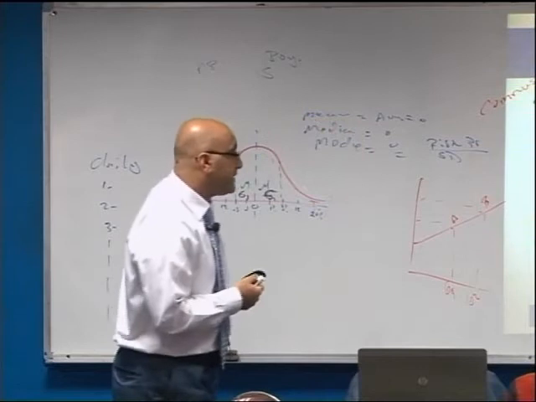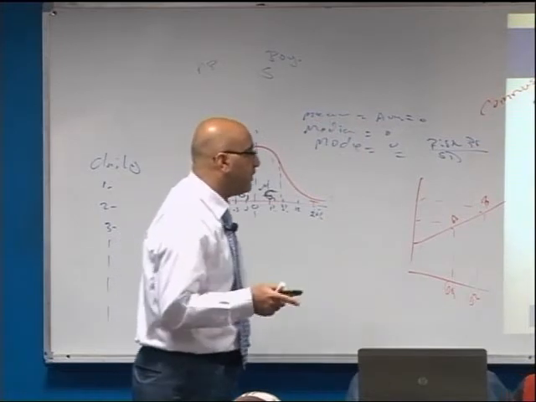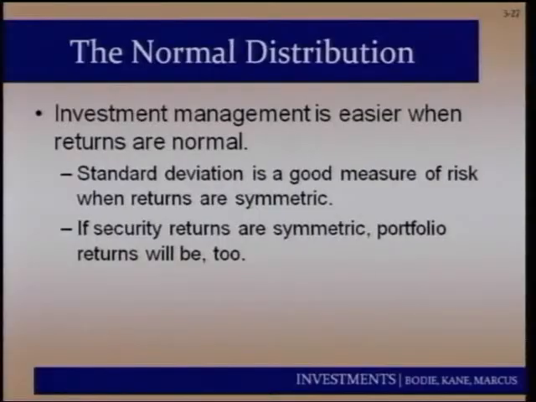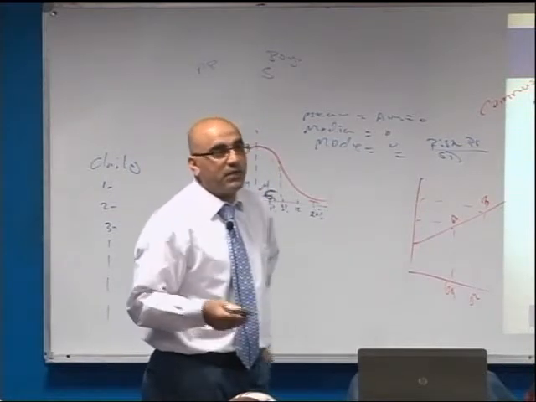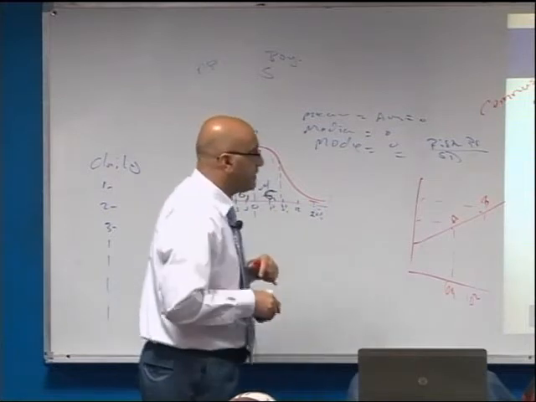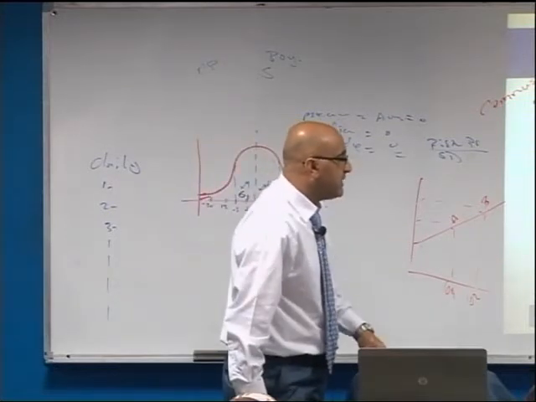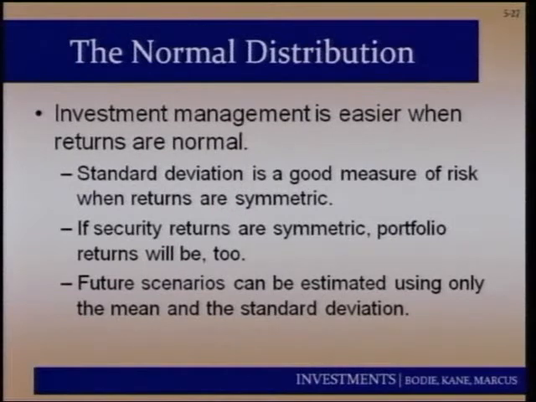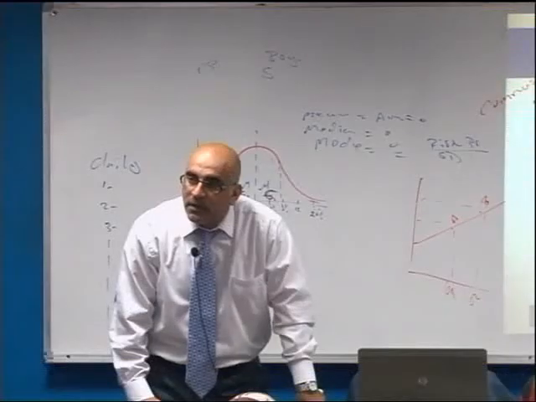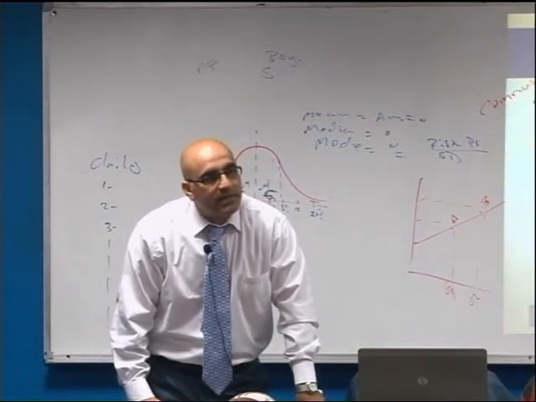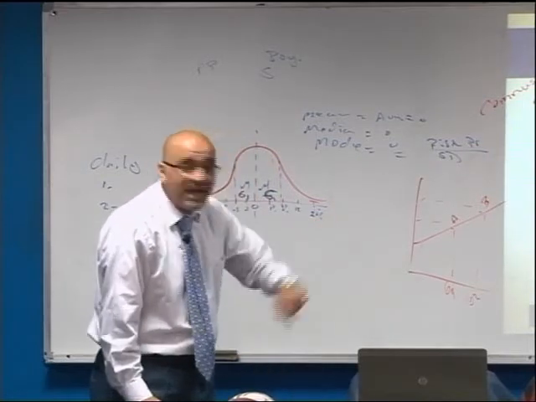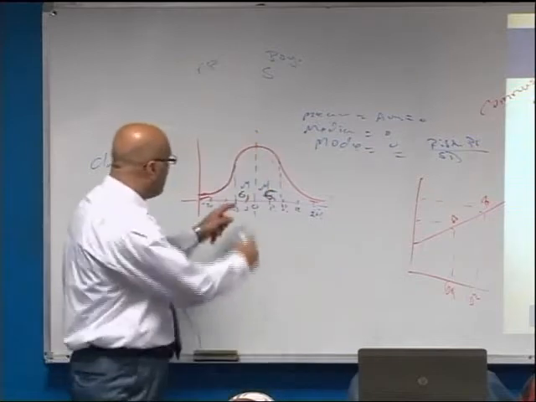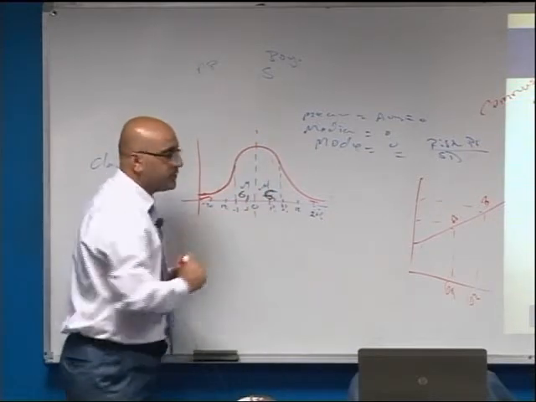If security returns are symmetric, portfolio returns will be too. إذا كان symmetric كمان لما نعمل محفظة استثمارية بيكون التوزيع تبعها توزيع طبيعي. توزيع الريتيرن. Future scenarios can be estimated using only the mean and the standard deviation. فبعد هيك إذا كان كل شيء تمام بيكون كل الحسابات عشان نعمل فورمينج للبورتفوليوز. بورتفوليوز يعني المحافظ. بس بنستخدم المين and the standard deviation.